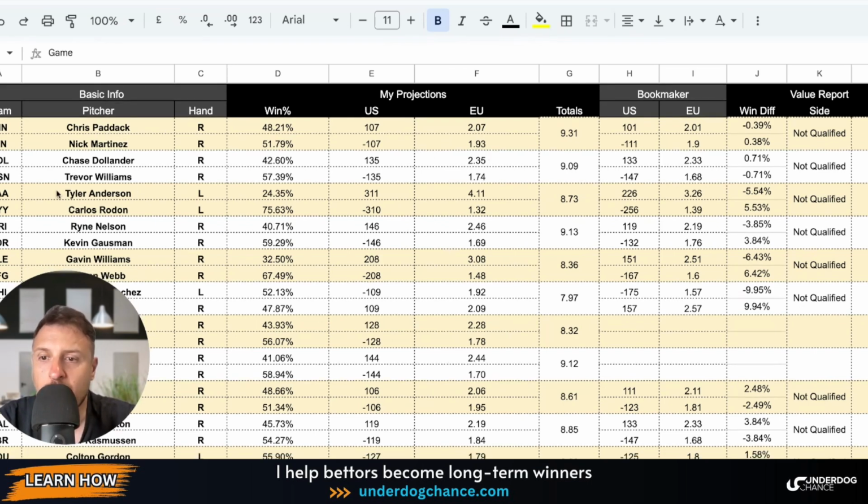Okay, Colorado, Washington, Chase Dollander against Trevor Williams. My betting model gives 57.39% of chance to Washington. My projected was 1.74 on Washington, 1.68 from bookmakers. I don't see any value.